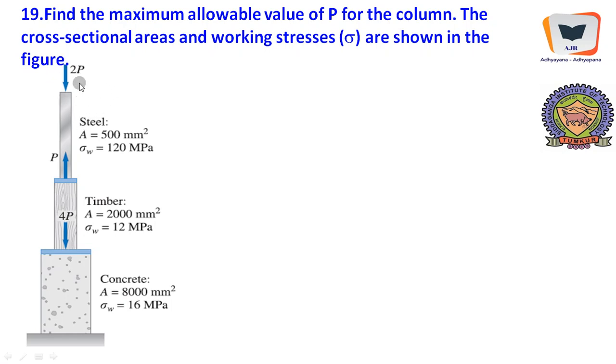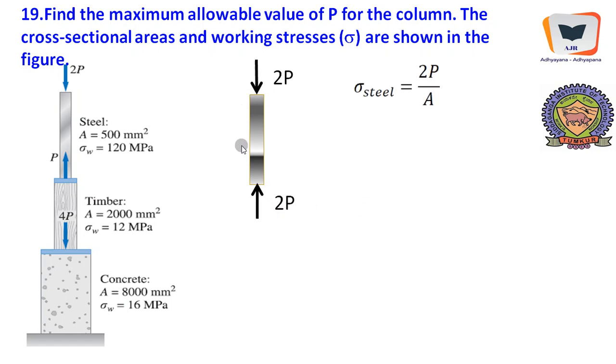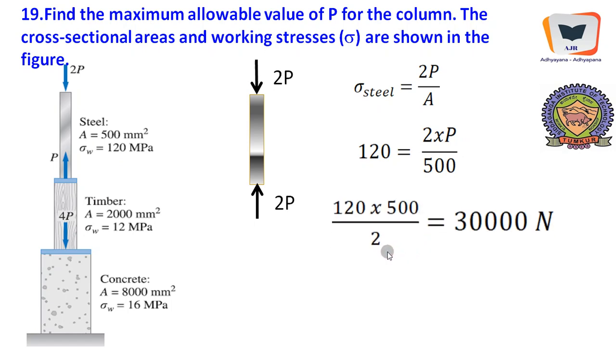Therefore, once again we will start with the free body diagram of the steel component. It comes over here and we will apply 2P, and definitely a 2P should be developed in the opposite direction over here in order to keep this piece in equilibrium. So sigma steel is 2P by A, and everything is given to us. Therefore P happens to be 30 kilonewton. So as far as steel is concerned, it can take 30 kilonewton in order to keep the allowable stress limit of 120 Newton per millimeter square or 120 MPa.